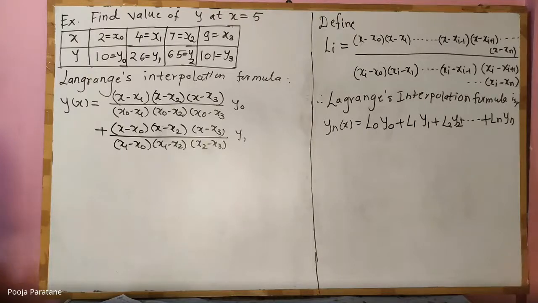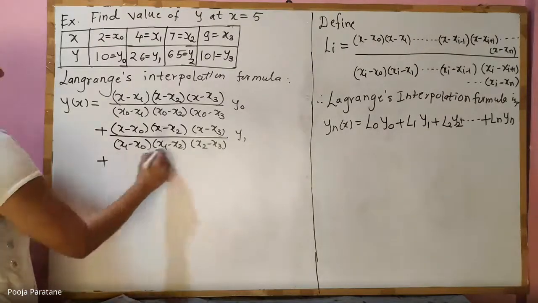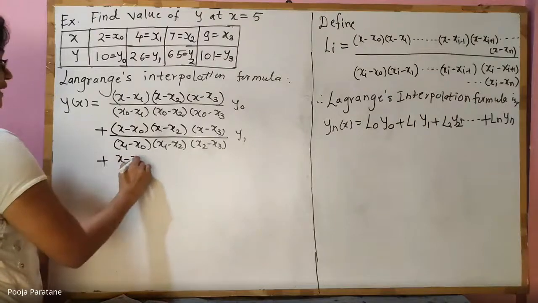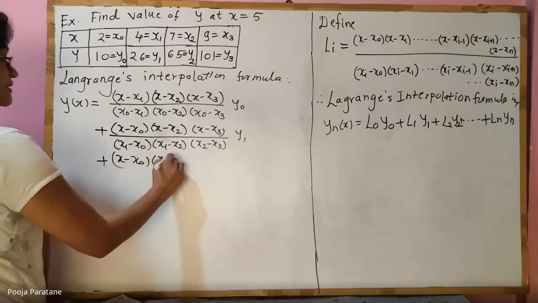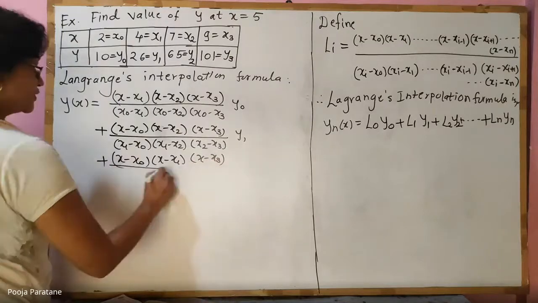But whenever we want to find the formula for y, at that time the terms are x and the bracket multiplications and collecting the coefficients. So do it properly and stepwise so that no mistake can be committed. Plus the next term, now related to y2. So x minus x0, x minus x1, x minus x3, because x minus x2 will not be there.